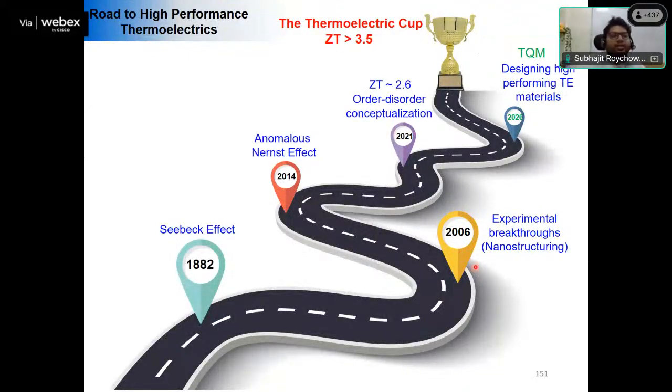Yeah, so this is the last slide, the road to high performance thermoelectrics. It started in 1882 with the Seebeck effect, and the first breakthrough came in 2006, where nanostructuring increased the ZT to more than 2. And then after the realization of topological insulators in 2012, people started working on the anomalous Nernst effect. In 2021, we realized a ZT of approximately 2.6 by using order-disorder conceptualization, and hopefully in 2026 or soon we can design a topological quantum material which can show ZT greater than 3.5 for practical applications.